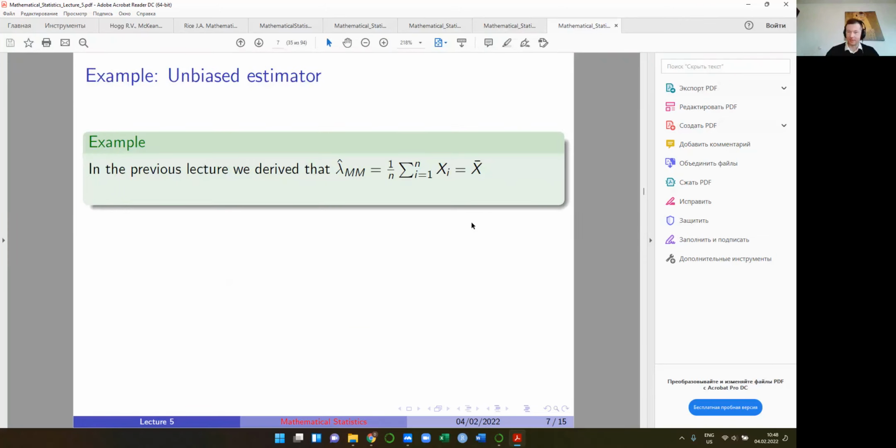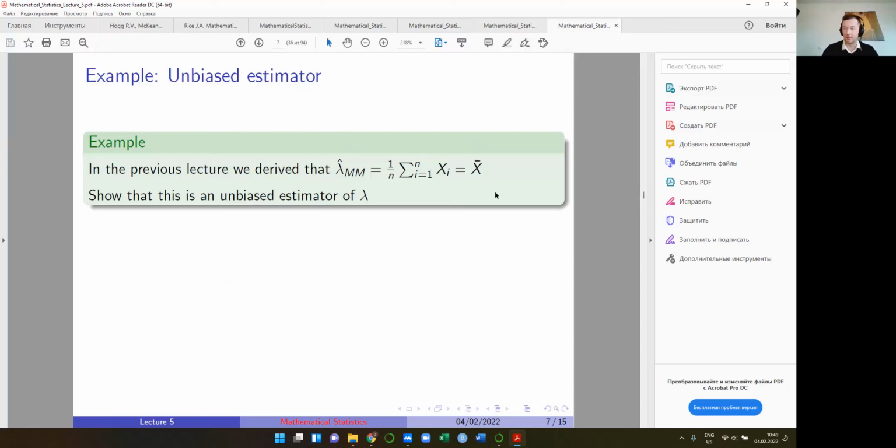From the previous example, we found that the way we should estimate lambda, the parameter of the Poisson distribution, is just to calculate a sample mean. So now let's see whether it's an unbiased estimator or not. How should we prove this?